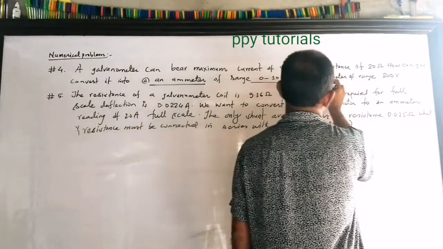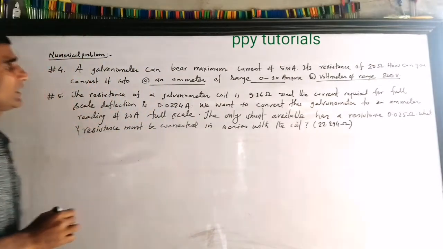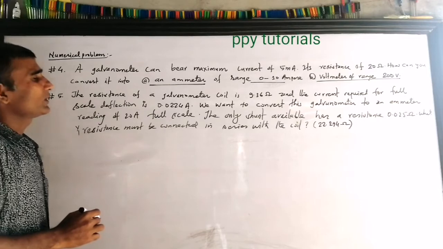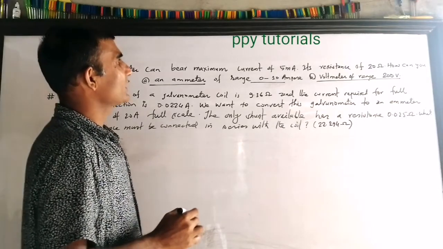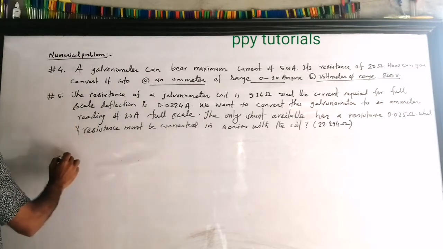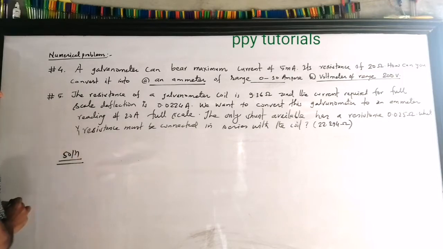And the second part, a voltmeter with a range of 200 volt, meaning we want to convert that galvanometer into a voltmeter which can be used to measure the maximum voltage of 200 volt. Okay, so let's see the first part. It's question number 4. That solution I am writing here, and you can copy along with me.